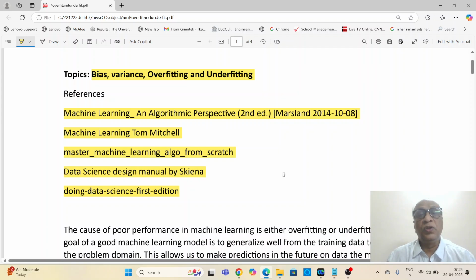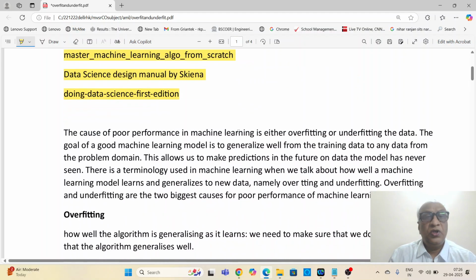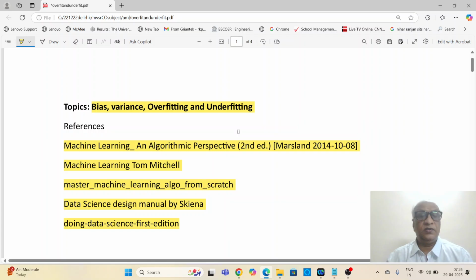Machine learning: an algorithmic perspective, Machine Learning by Tom Mitchell, Data Science Design Manual. So let us dig into this topic to understand overfitting, underfitting, bias and variance.